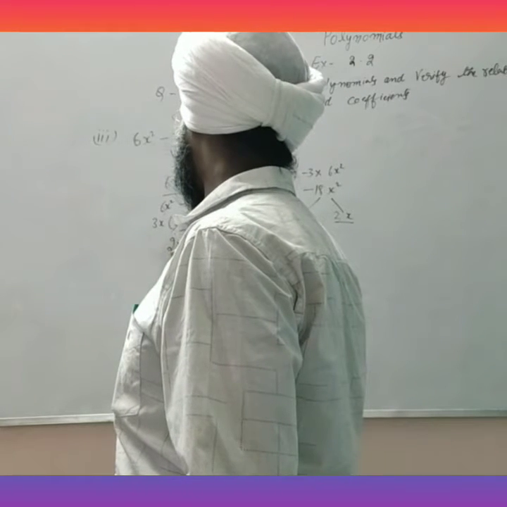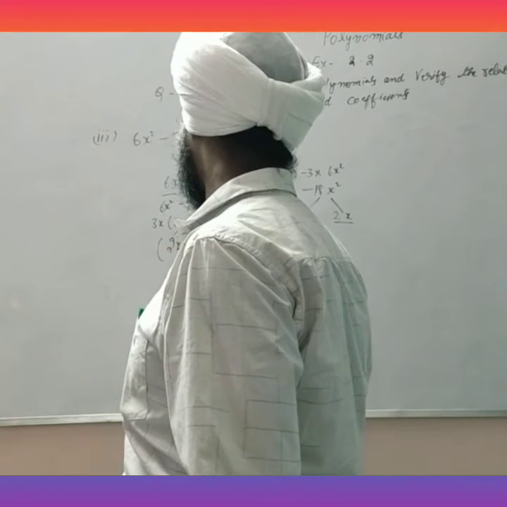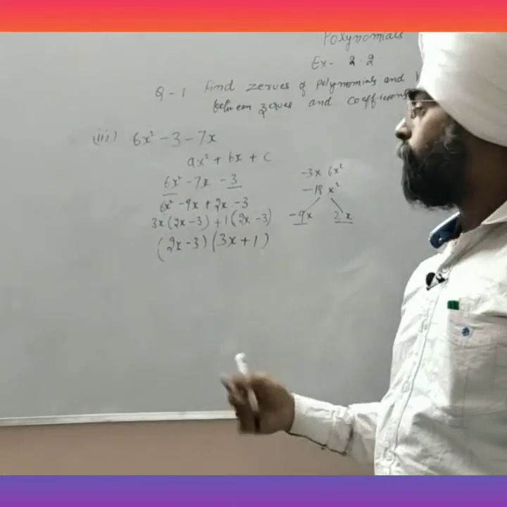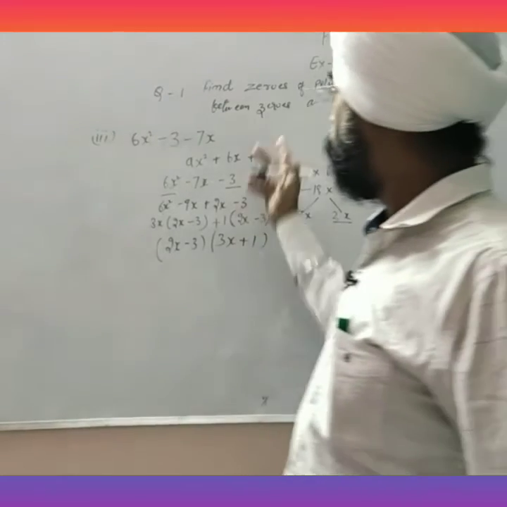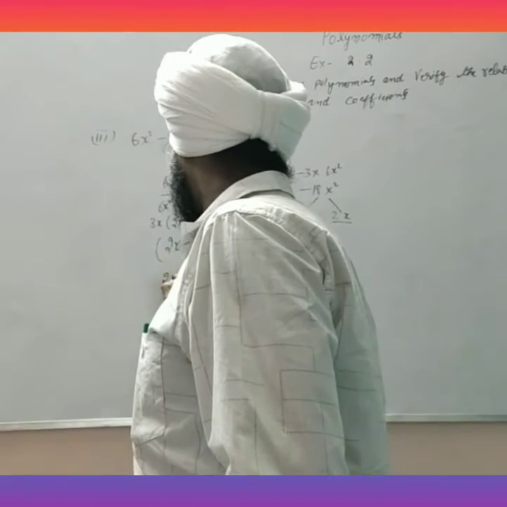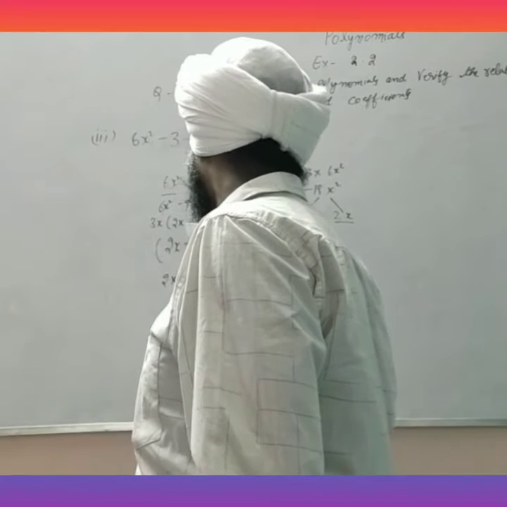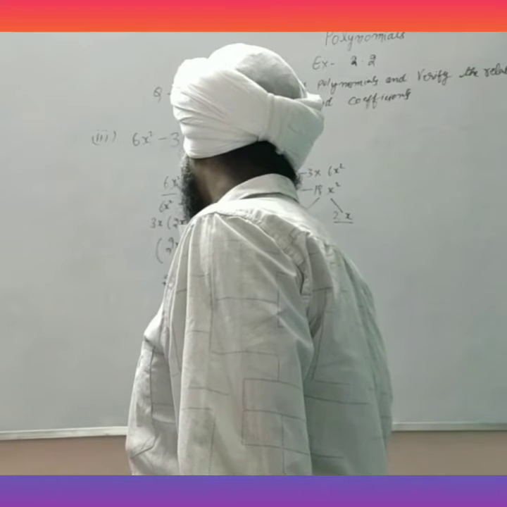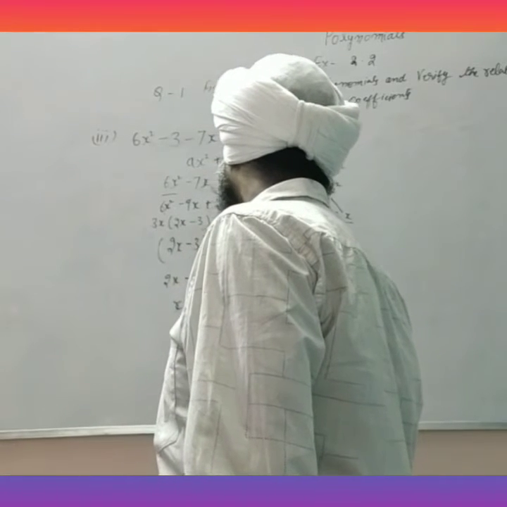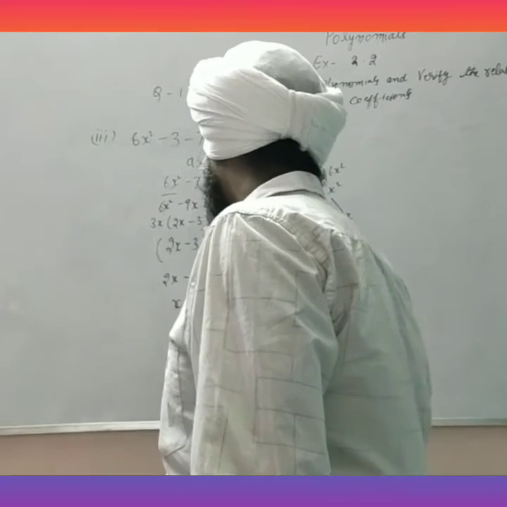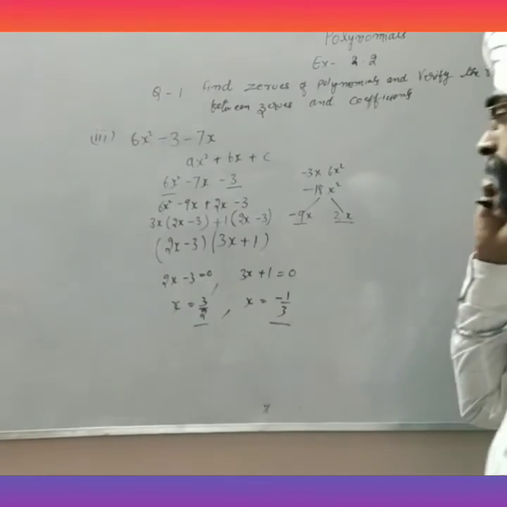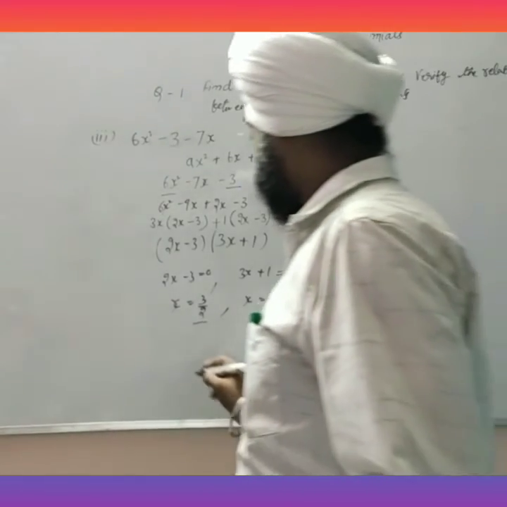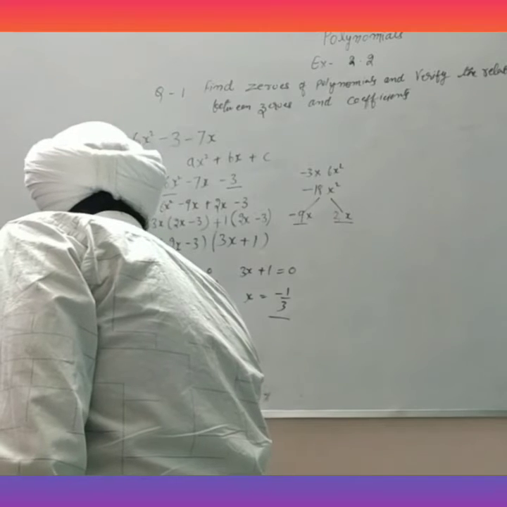It is to be written here: minus (2x minus 3)(3x plus 1). Then these two brackets are to be equal to 0 to find out the zeros. 2x minus 3 equal to 0 and 3x plus 1 equal to 0. x will be 3 by 2. Here x will be minus 1 by 3. These are the two zeros, 3 by 2 and minus 1 by 3. Then again verification.